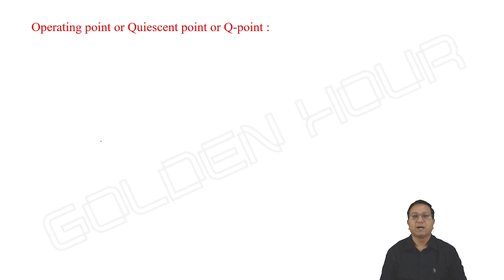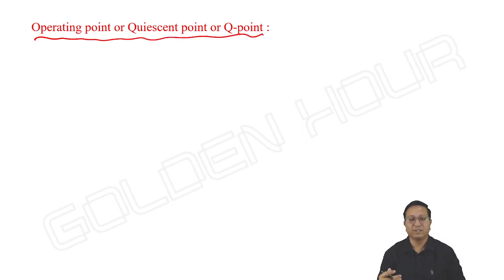Operating point, or Q point, or quiescent point. What is meant by this? You take any semiconductor device, that may be a diode or BJT or FET, any kind of diode like Zener diode, varactor diode, tunnel diode. We generally speak about the Q point, the operating point, which means at what voltage and current that particular semiconductor device is operating.